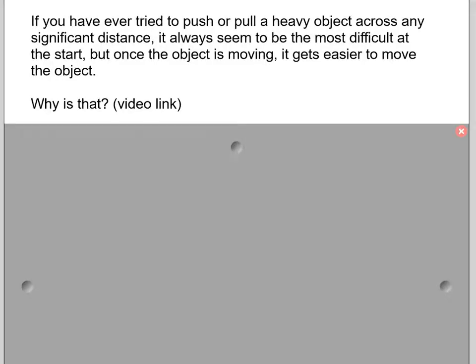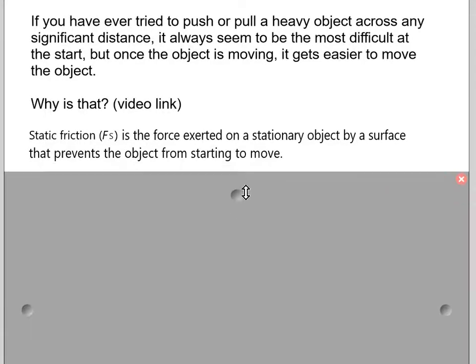Okay, welcome back. So hopefully you got to see static friction in action. That's the force exerted on a stationary object by a surface that prevents the object from starting to move. Just something stationary on your dashboard of your car stays there because of static friction.